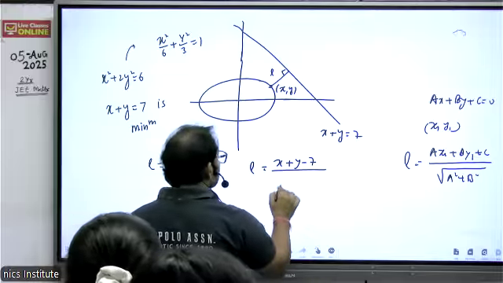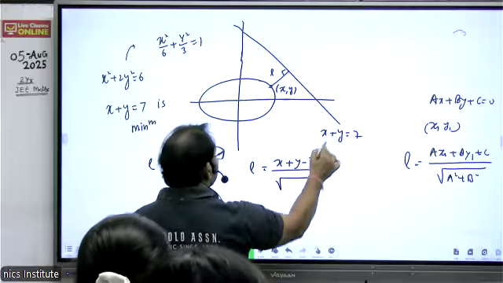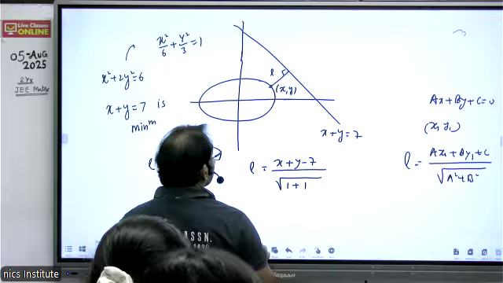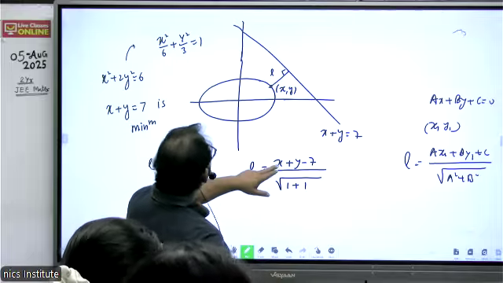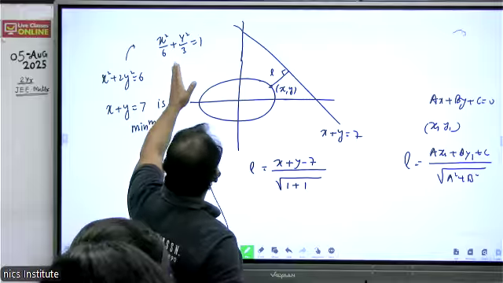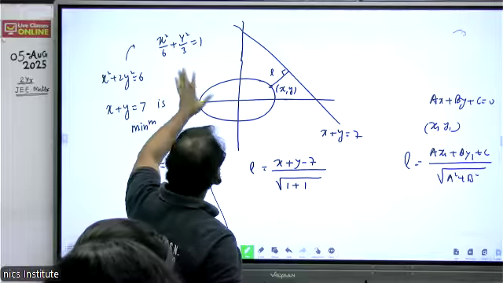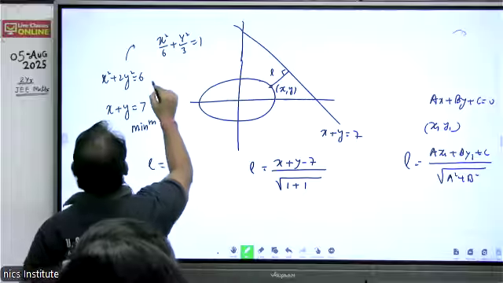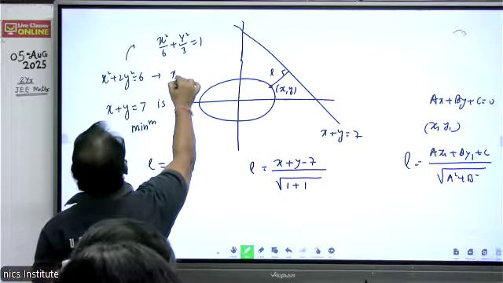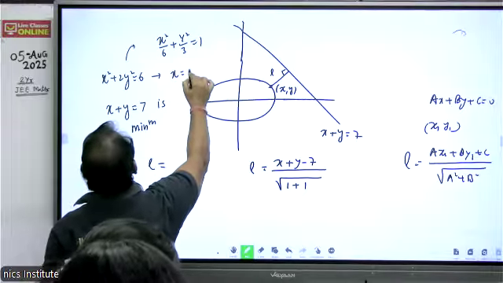Then you have to maximize. A is 1, B is also 1. 1 plus 1. Now the problem is you have two variables. You have to replace one of the variables. So either you replace y or you replace x. Which variable do you want to replace? X will be easy.